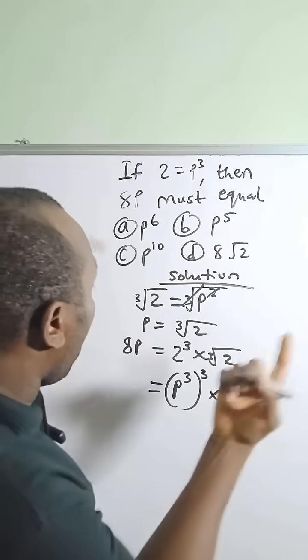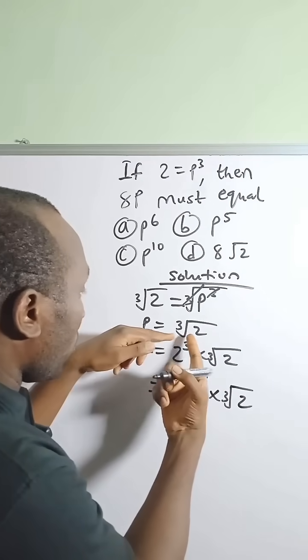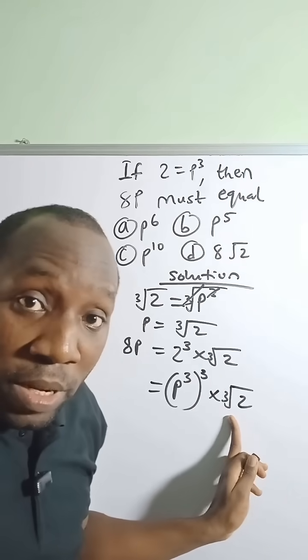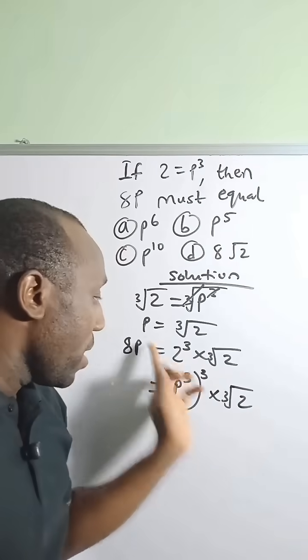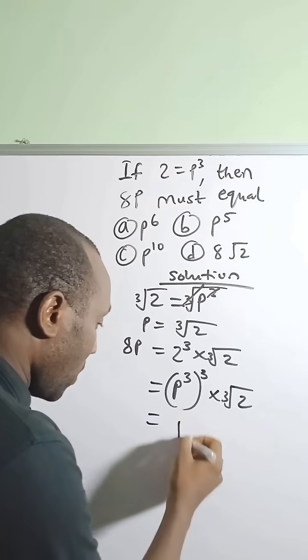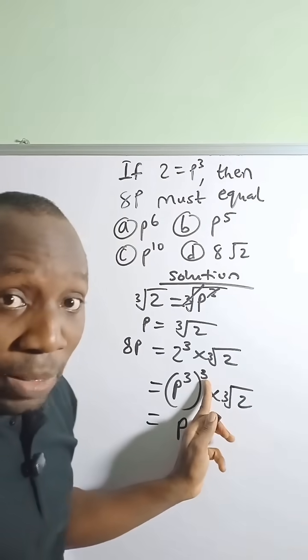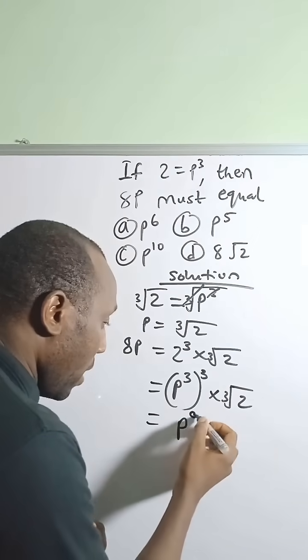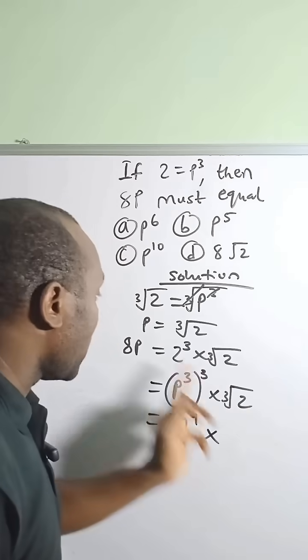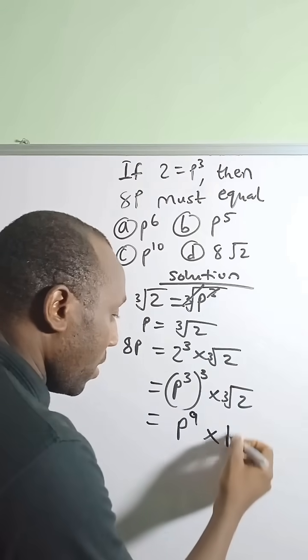Now look at this. p is equal to the cube root of 2. So I'm going to replace this cube root of 2 with p here. So that's p raised to power 3 times 3. You can multiply the exponents, so 9, then times this is p as we have it here.